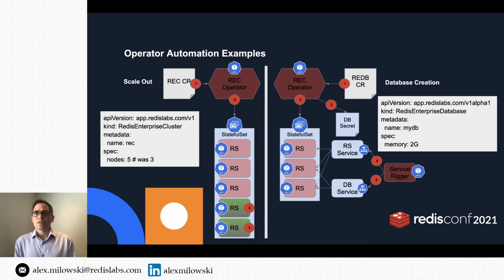Similarly, if you go ahead and create a Redis Enterprise database custom resource, the operator will discover this resource. It will talk to the REST API of the cluster, and it will create the database and the database secret. And then the service rigger will talk to the API and discover that, oh, wait, there's a new database. It'll create a Redis database endpoint service for that database, and then it'll be available to any kind of application. And then similarly, if you go and change any facet of that database or delete it, the operator will maintain that database for you.